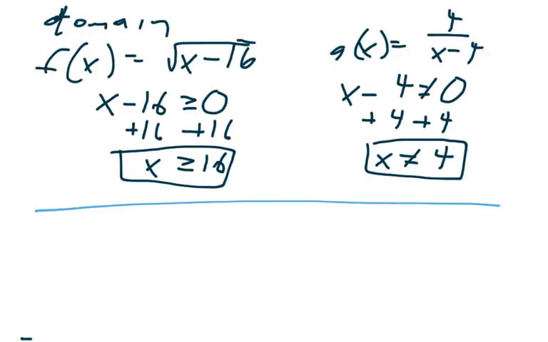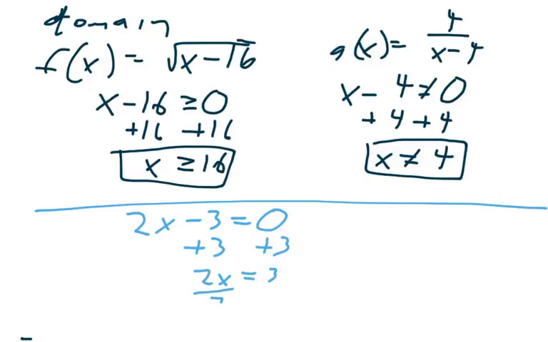For problem number 5, when it asks for the 0, you take your function and you set it equal to 0. So I add 3 to both sides. 2x is equal to 3. Divide by 2. And x is equal to 3/2.